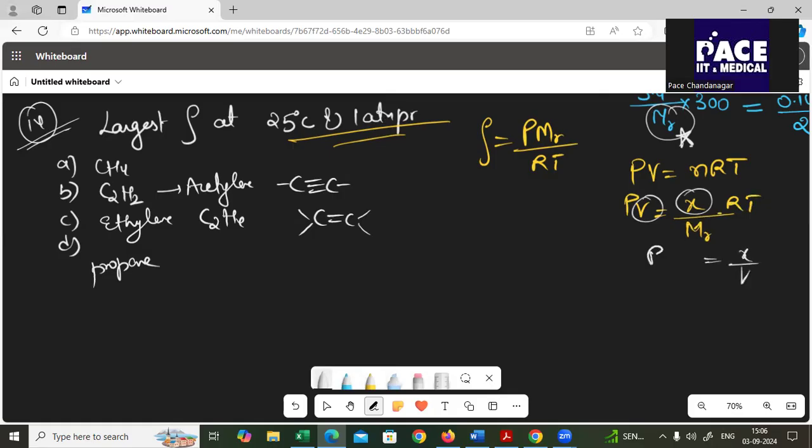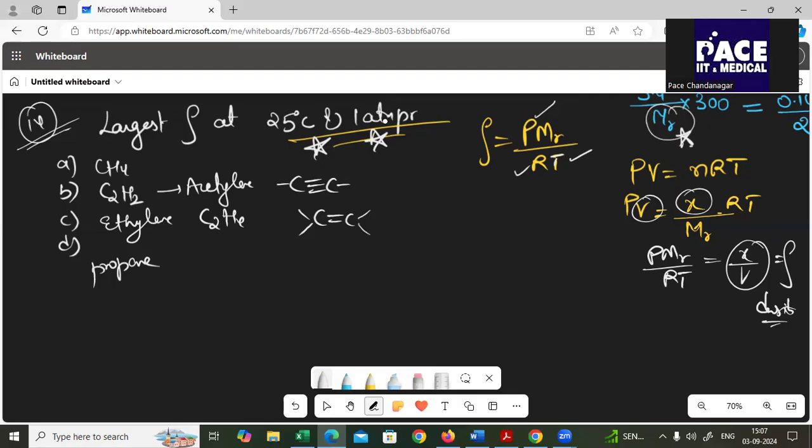X by V is equal to PM by RT. Whatever that X is, given mass by volume, mass by volume is density, right? Density is mass by volume. See here, they said at the given pressure and given temperature, so pressure and temperature here don't have any sense, right? At the pressure given, temperature given, and at my R also, R is the same thing. That also will not change.